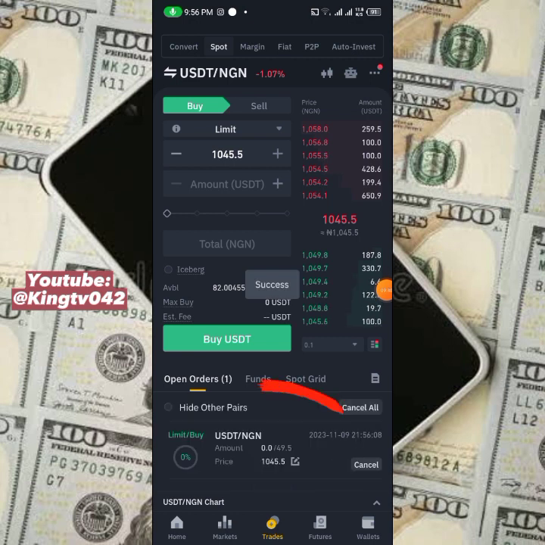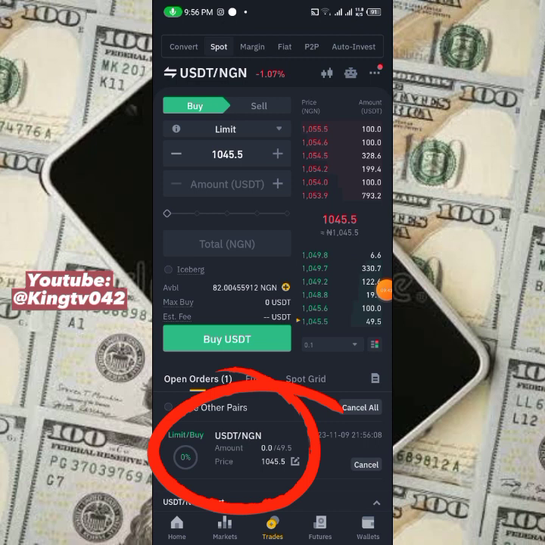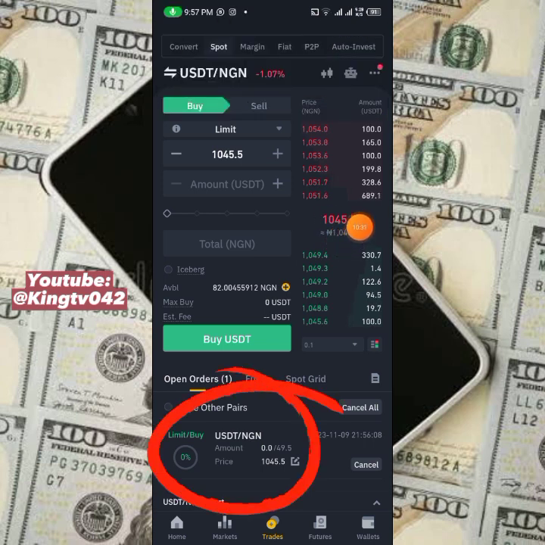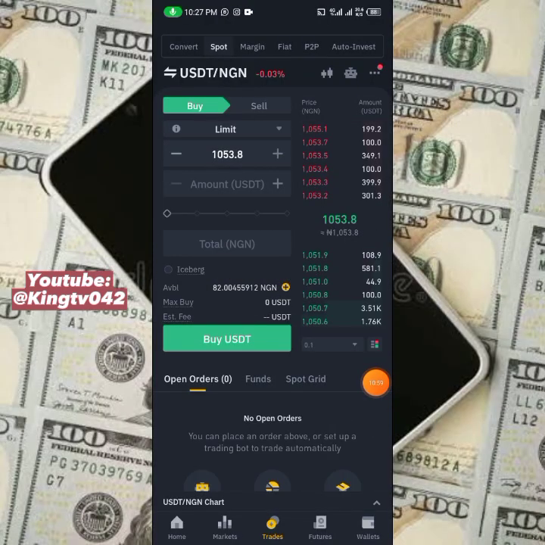All right, now our order is on process. Once the price of USD goes down to, let me say, 1,045.4 naira, our trade would execute immediately. Once the trade executes, we will now have USDT instead of NGN. Okay guys, so as you can see now, our trade has executed successfully.